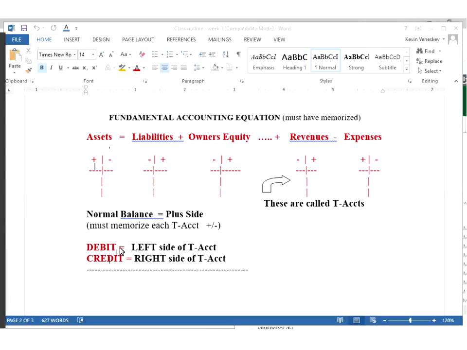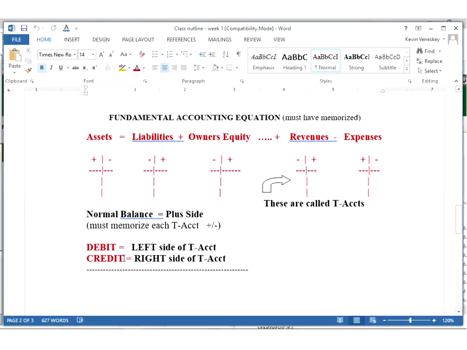That's one of a big hurdle for quite a few students, to get past that debit always means one thing, and it doesn't. Credit is the same thing. Credit does not always mean minus or plus. It could mean either. As an asset, a credit takes away an asset. But a credit to a liability account actually increases your liabilities.